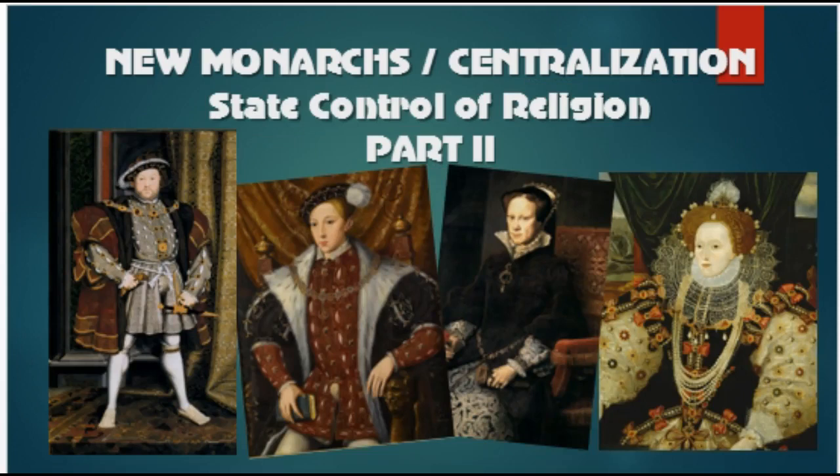Speaking of justice, you know who helped bring the nobility in line with the use of the likes of the Inquisition and the Star Chamber Court? That's right, you guessed it: the new centralized monarchs that we've been talking about in AP Euro over the course of the last few lessons. We're back with the second installment of New Monarchs and the State Control of Religion.